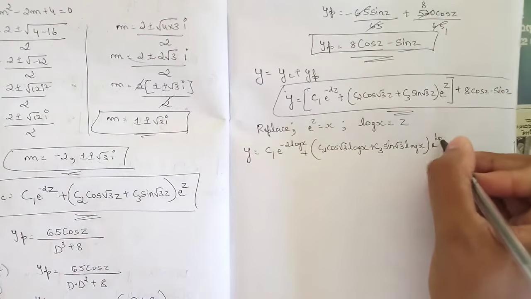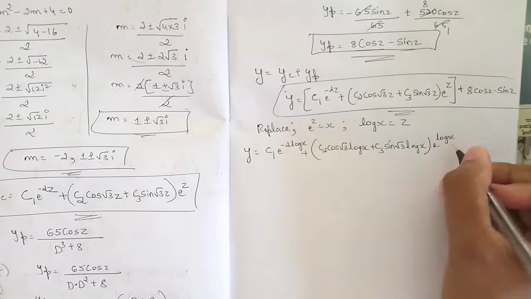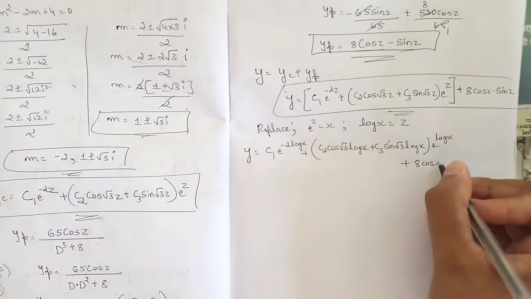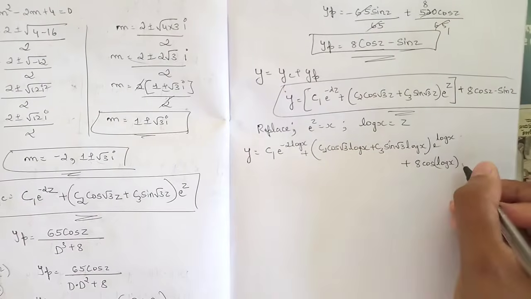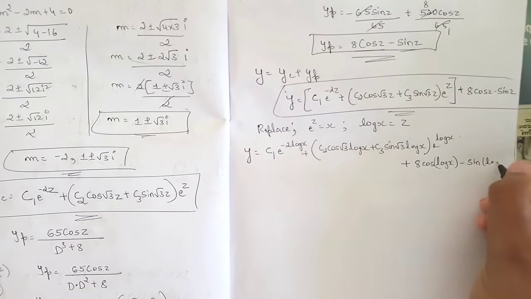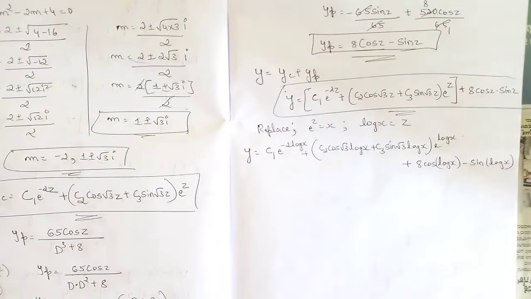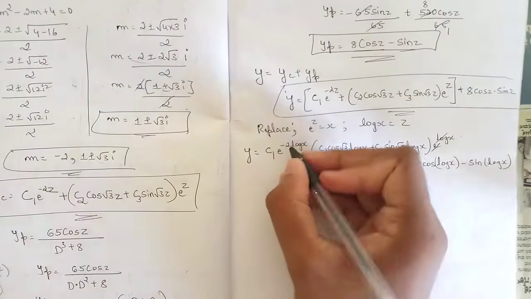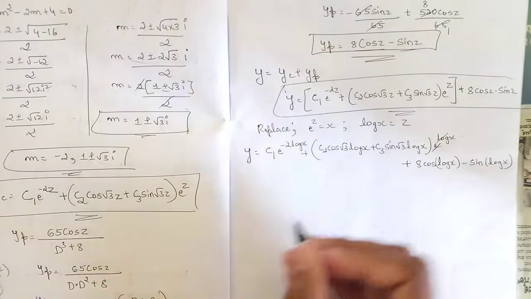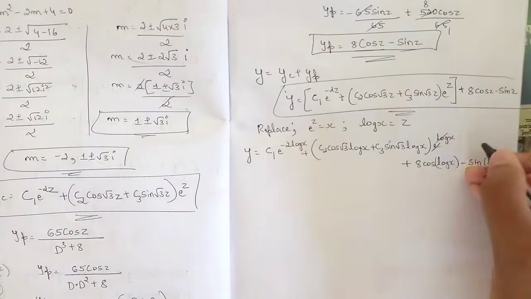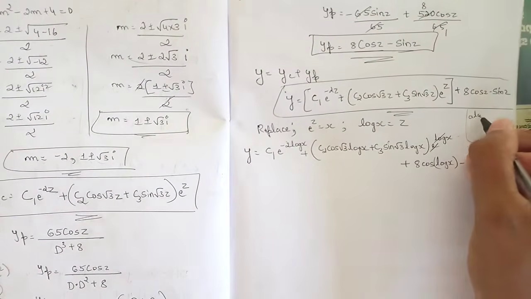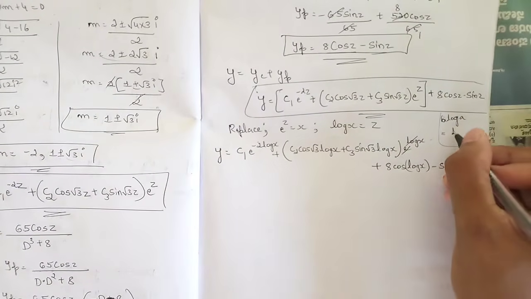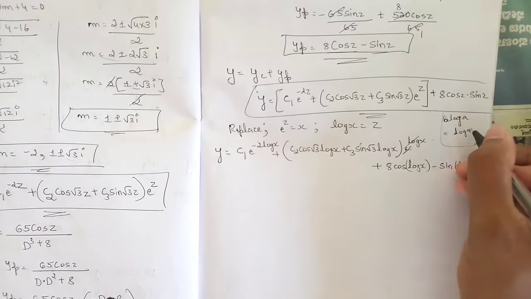Into e to the power log x again, plus 8 cos of log x minus sin of log x, right? So now we can simplify few of the terms. So e exponential and log here gets cancelled. So here we have minus 2 log x, right? This is of the form b log a, right? We know that b log a is equal to log a power b.